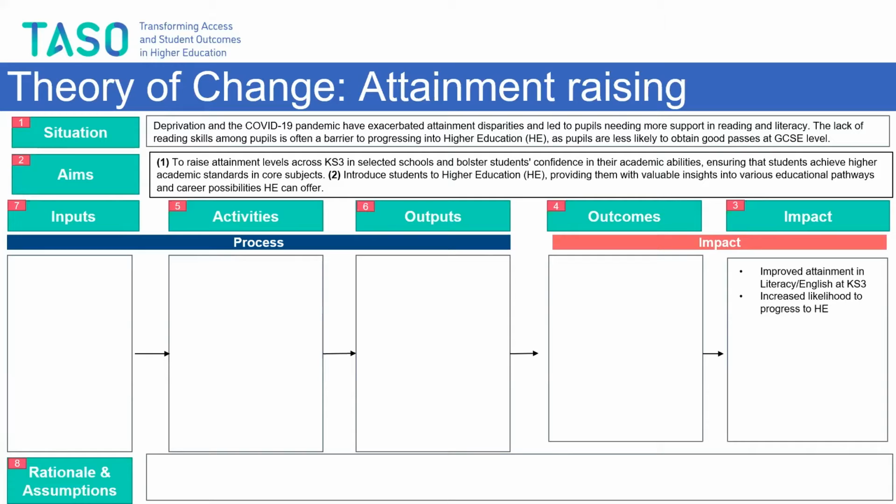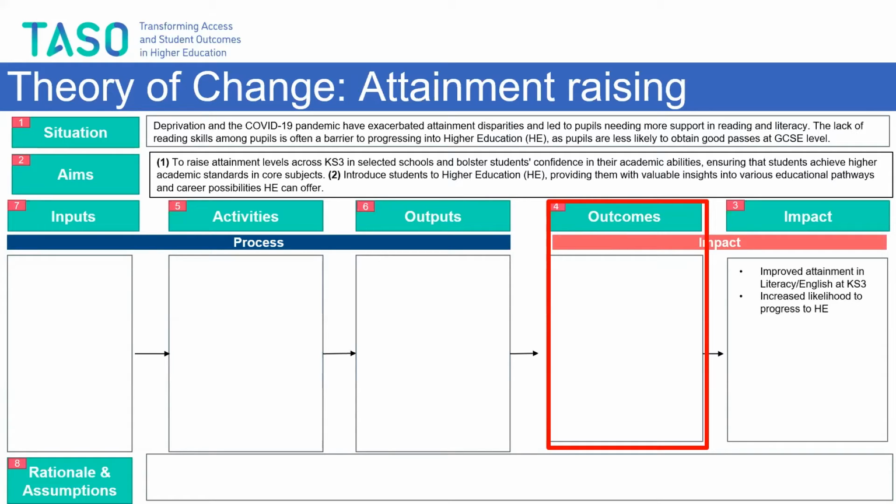From here, I then think about my aims, which would be to raise the Key Stage 3 attainment in selected schools, but also promoting higher academic standards and boosting student confidence. And then my second aim would be to introduce students to higher education and offer insights into the educational pathways and career possibilities. So once I've thought about my aims, I'm going to think about what I want my impact to be. Based on my problem, I want my impact to improve attainment in English at Key Stage 3 for underrepresented and disadvantaged students, but also increase the likelihood of underrepresented and disadvantaged students progressing to HE.